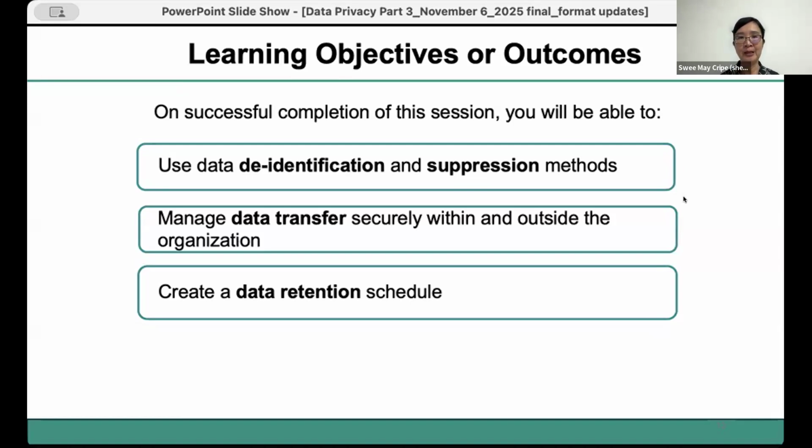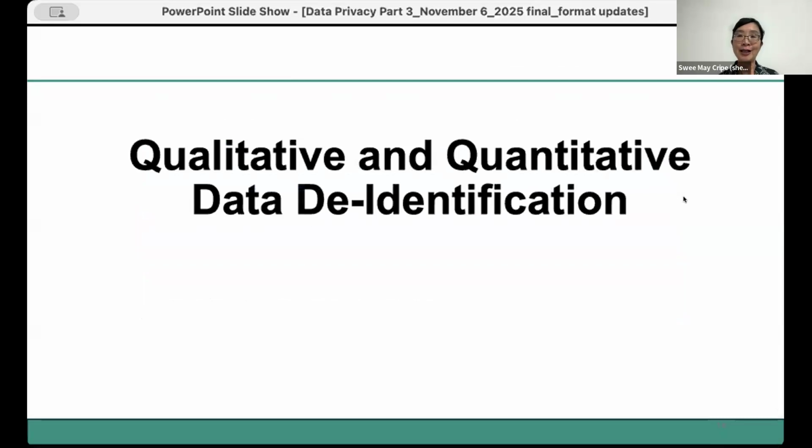So today, on successful completion, we hope that you'll be able to apply the knowledge and try de-identification and suppression methods for the data, transfer data securely within and outside your organization, and create a retention schedule for your organization. And now I'd like to invite Jen to talk about qualitative data de-identification. Jen, over to you. Thank you, Swee-May.